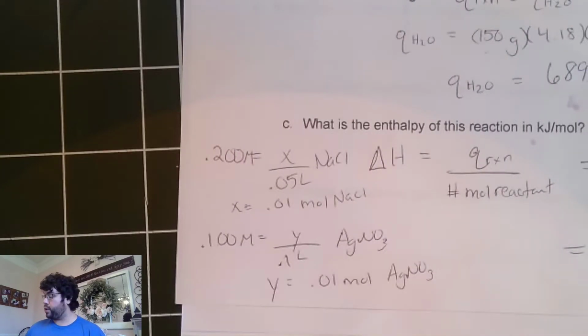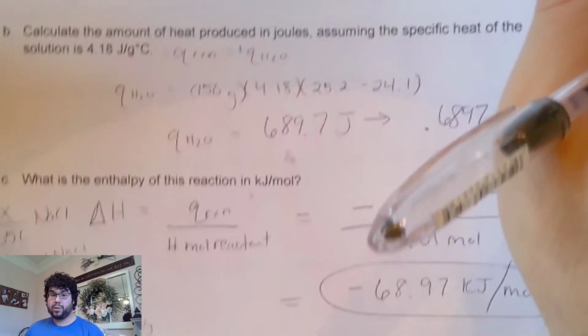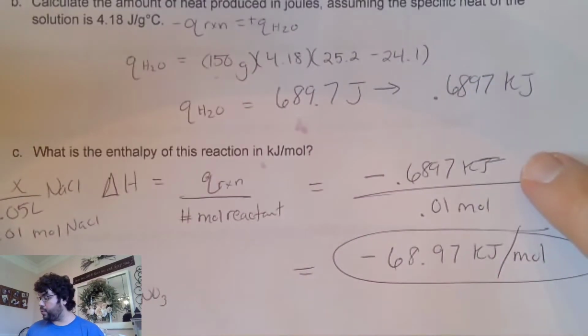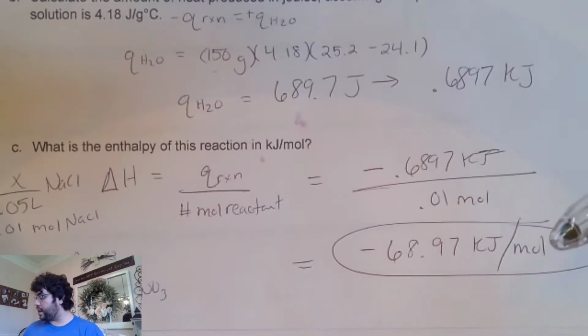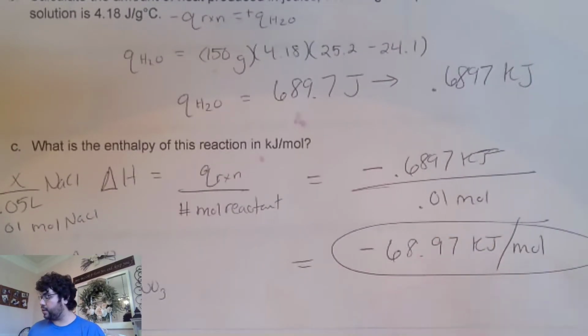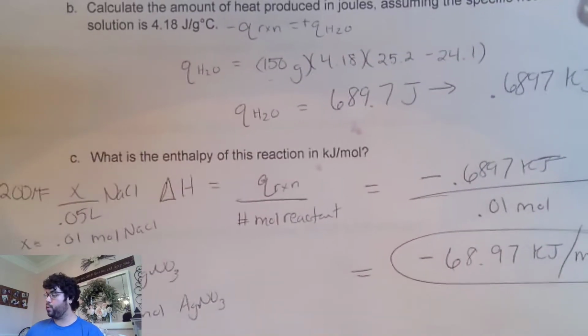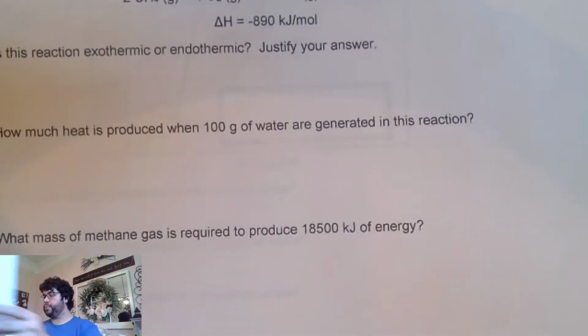It's a 1-to-1 ratio. So I'm going to plug into my equation there the amount of heat that the reaction produced. And in this case, it's a negative value because the reaction is exothermic. So enthalpy is going to be negative. I'm going to divide that by 0.01 moles. So 68.97 kilojoules per mole, negative 68.97 kilojoules per mole. And that's the end of that problem.